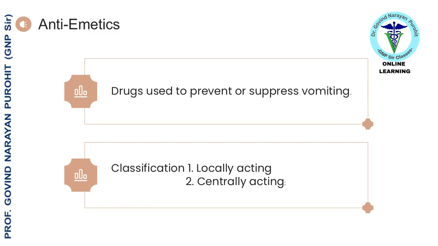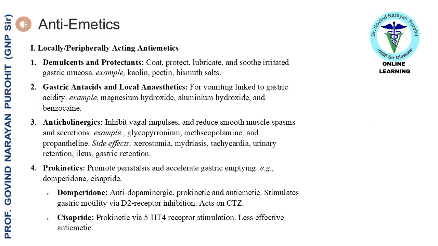Antiemetics are drugs used to prevent or suppress vomiting. They are classified as locally acting and centrally acting. Locally, peripherally acting antiemetics. Demulcents and protectants, coat, protect, lubricate, and soothe irritated gastric mucosa. Example: kaolin, pectin, bismuth salts. Gastric antacids and local anesthetics, for vomiting linked to gastric acidity. Example: magnesium hydroxide, aluminium hydroxide, and benzocaine.